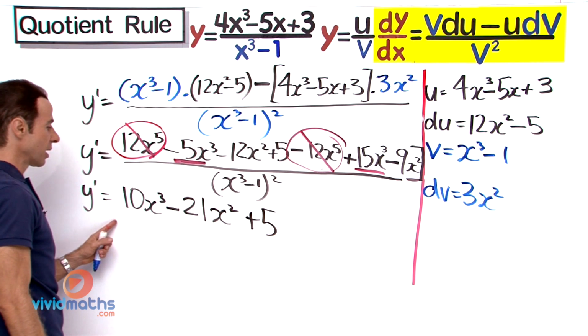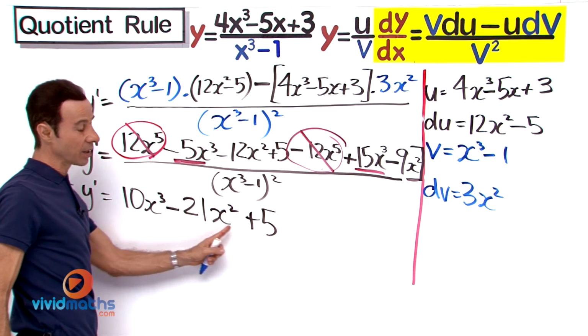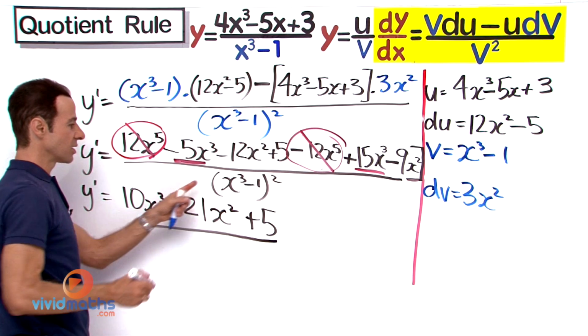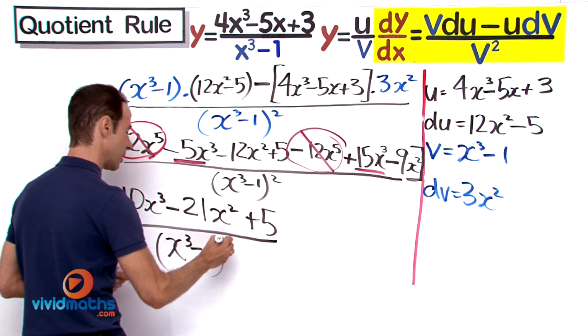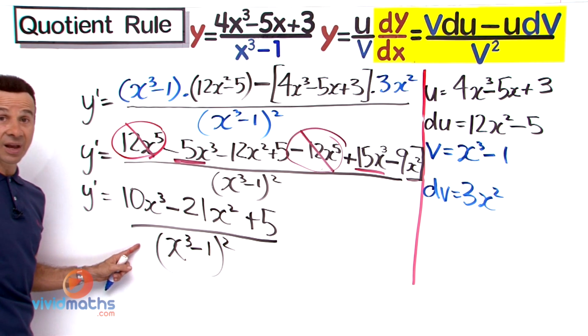Okay, that looks like the numerator, 10x cubed minus 21x squared plus 5, all over the existing denominator, which is x cubed minus 1 all squared, and that is our derivative.